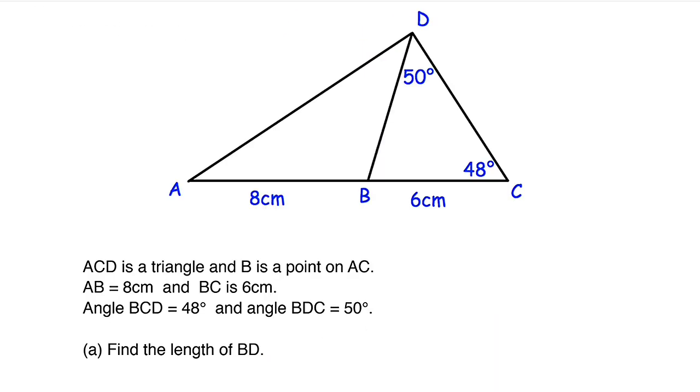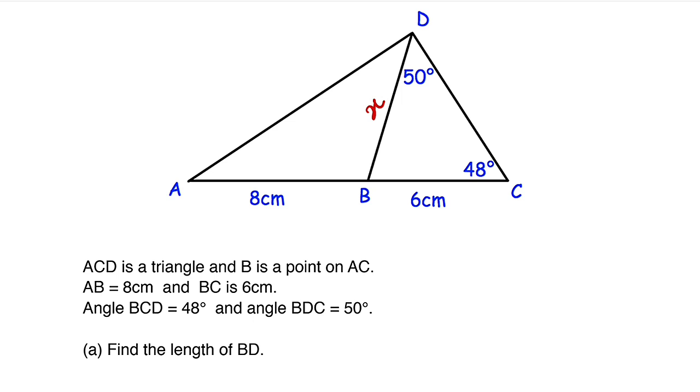All right, here is question number 10. ACD is a triangle and B is a point on AC. AB is 8 cm, BC is 6 cm, angle BCD is 48 degrees, and angle BDC is 50 degrees. We are asked to find the length of BD. Where is BD? Okay, we are talking about this one. Let me mark it X. That is the first question.